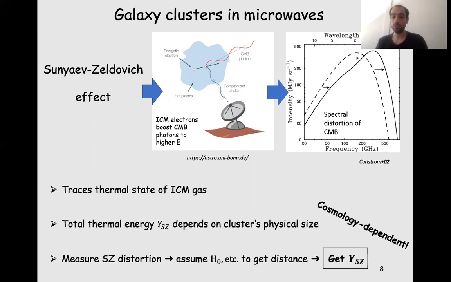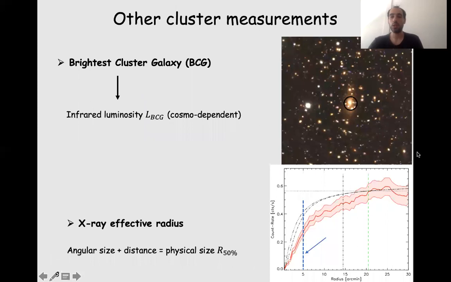So what we can do to calculate the total thermal energy is measure the spectral distortion of the CMB here from Earth, measure the redshift, go from the redshift to the distance through some assumption for H0, measure the cluster's physical size through these cosmological assumptions, and voila, we have the total thermal energy YZ, which is again clearly cosmology dependent. One can measure many things with galaxy clusters, and that's the exciting thing about them.